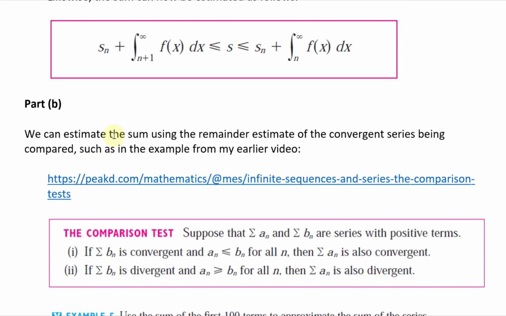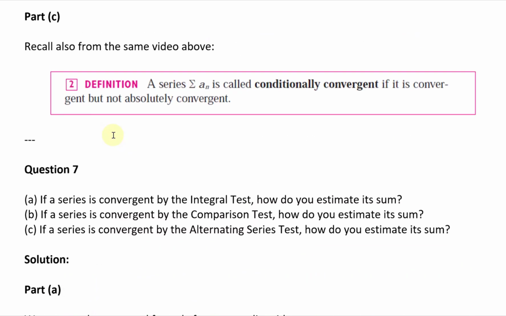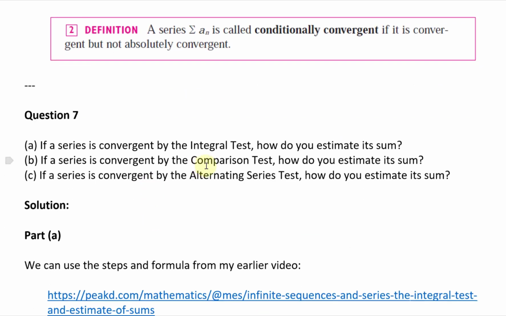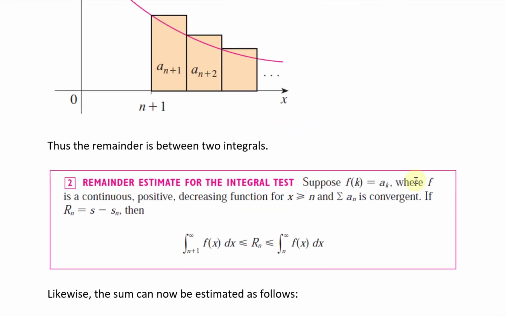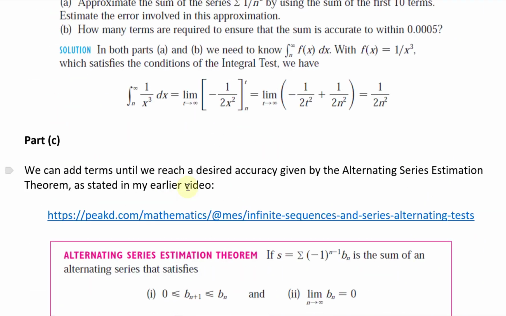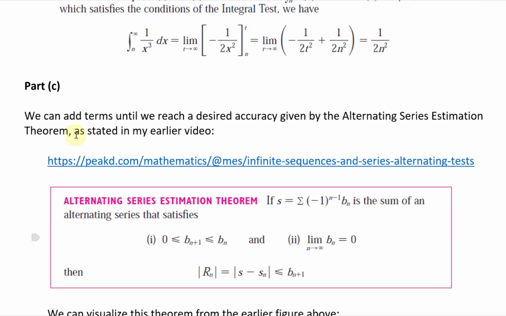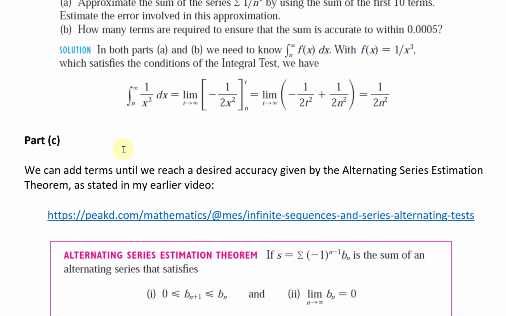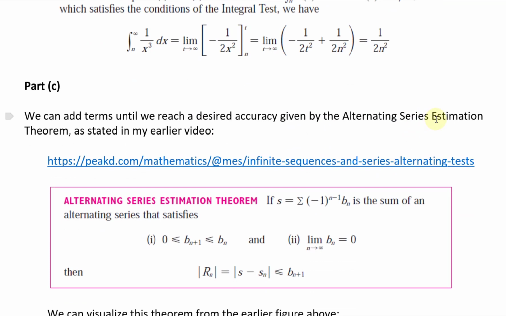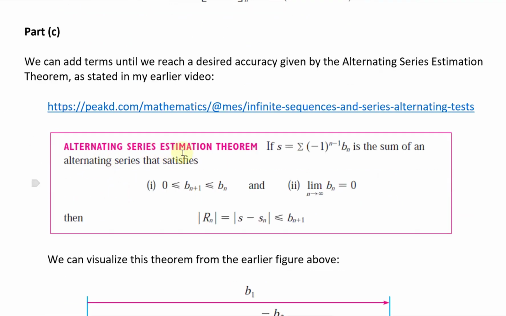Now part C. Part C is asking: if a series is convergent by the alternating series test, how do you estimate its sum? Well, this one is more straightforward than the other ones because we don't need to take an integral or compare it. We could just add terms until we reach a desired accuracy given by the alternating series estimation theorem, as stated in my earlier video. So we have an alternating series estimation theorem.